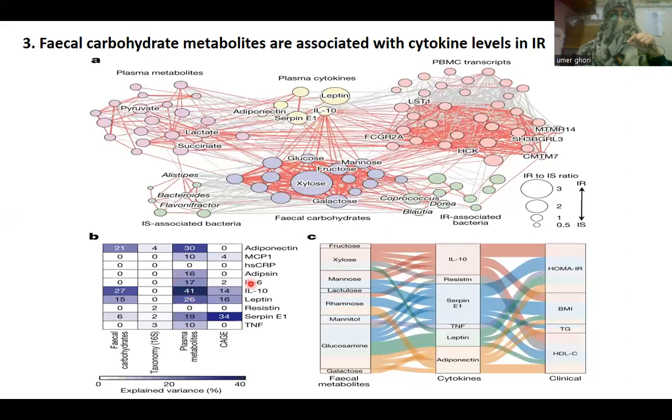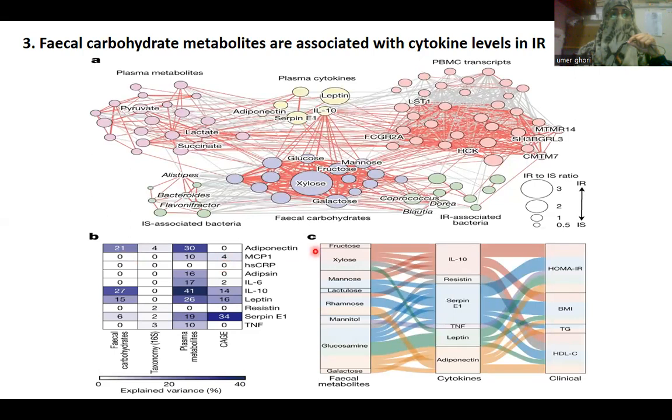Notably, interleukin 10 plasma cytokine showed the most prominent association with carbohydrates, and the other cytokines such as adiponectin, leptin, and serpin E1 also showed an association to a lesser extent, and modestly with PBMC derived transcripts, supporting recent studies showing its paradoxical effects to facilitate insulin resistance.